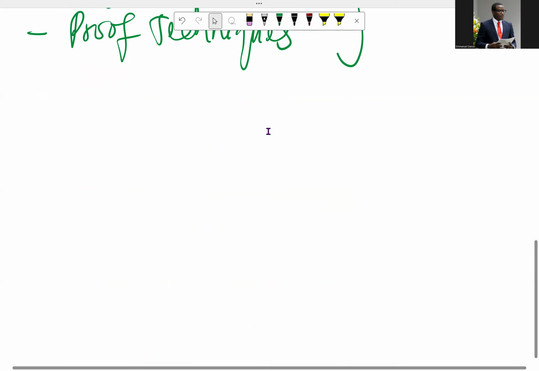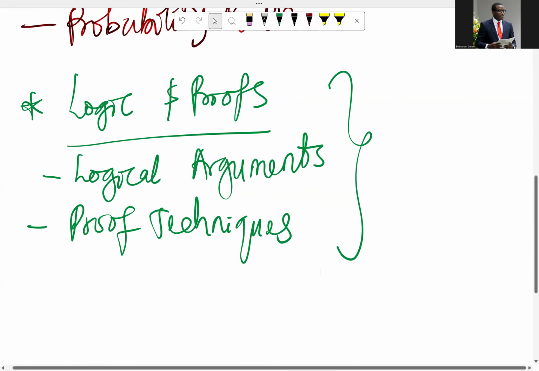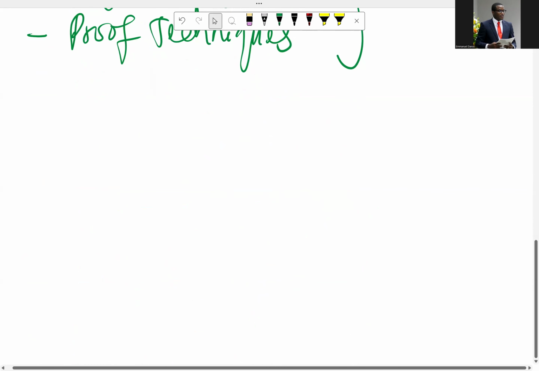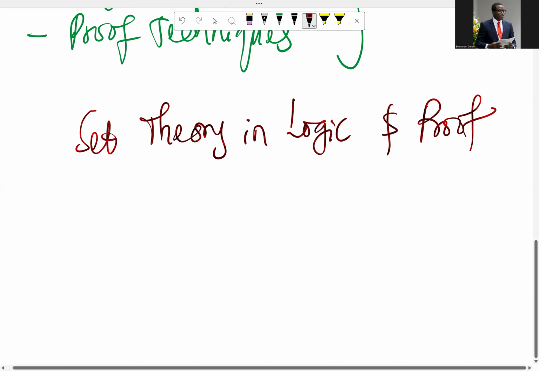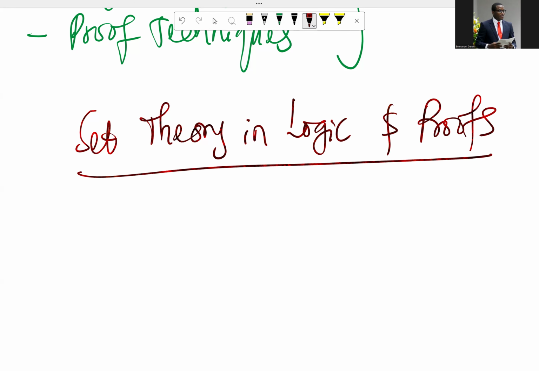Okay, so let's go to what we're focusing on today, which is set theory in logic and proofs. Here we are going to explore the use of set theory in logical arguments and various proof techniques involving sets. Set theory provides a fundamental language for mathematics, and understanding how to use sets in logic and proofs is crucial for rigorous mathematical reasoning.